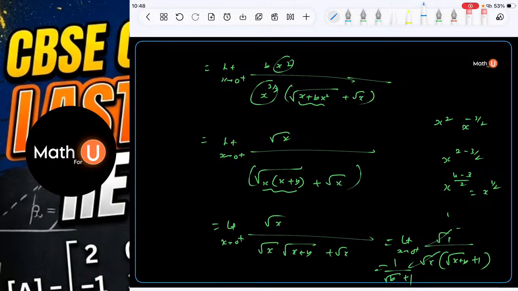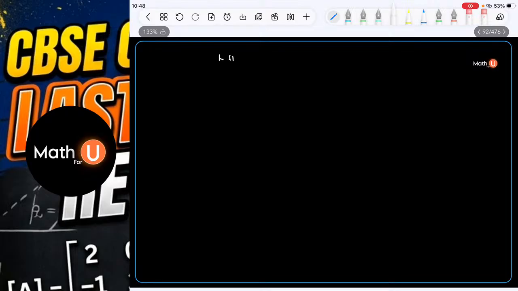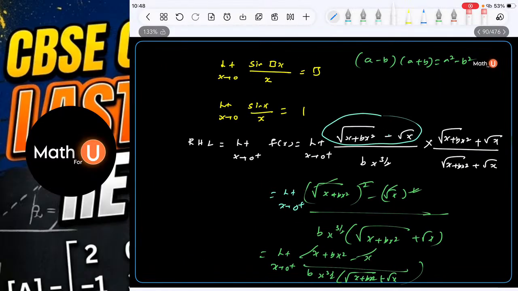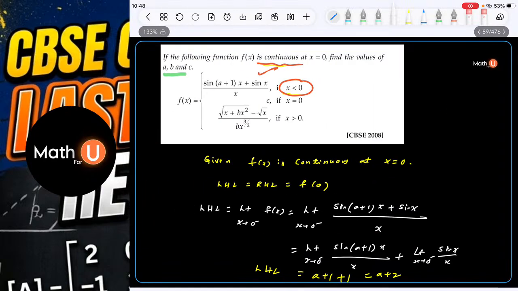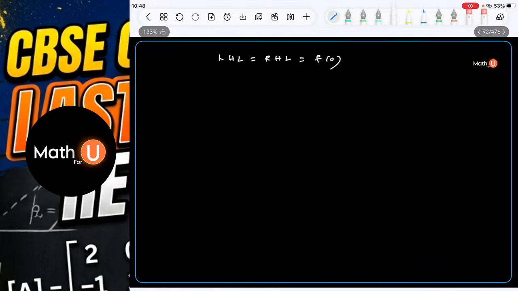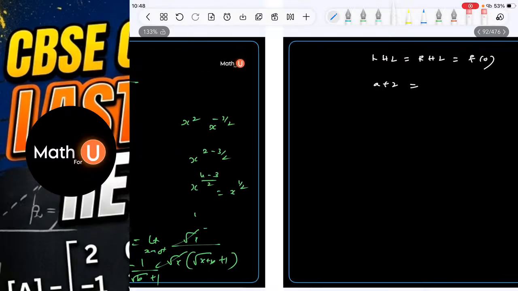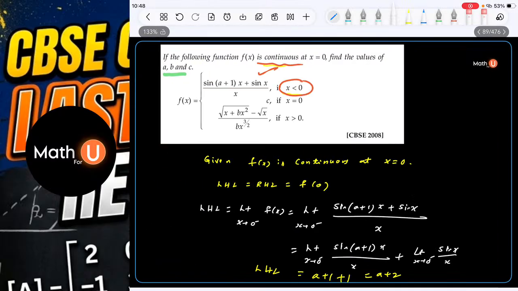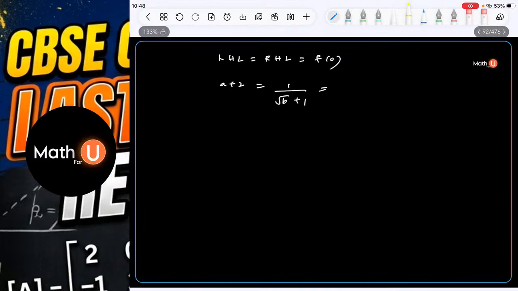Okay, now left hand limit. If the function is continuous, left hand limit is equal to right hand limit, that is equal to functional value. What is left hand limit? We got left hand limit is a plus 2. What is the right hand limit? We got right hand limit, 1 by square root of b plus 1. What is functional value? Functional value is C here.